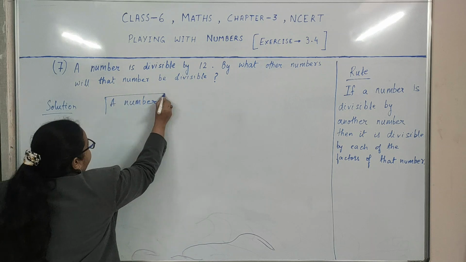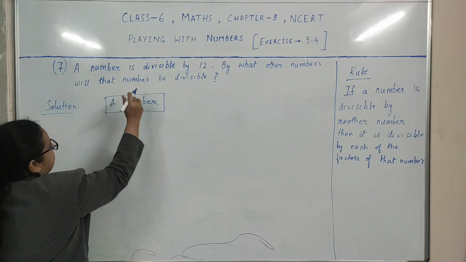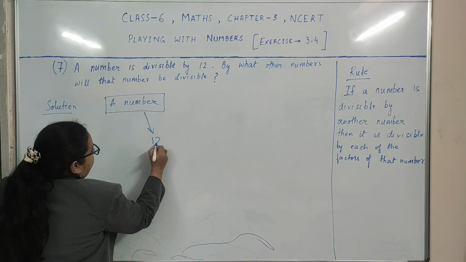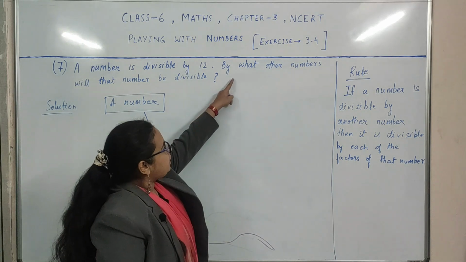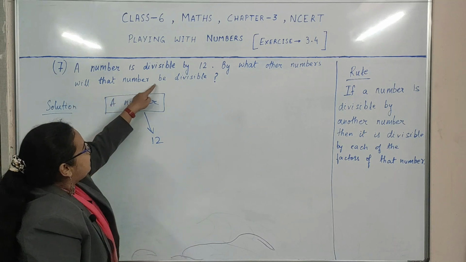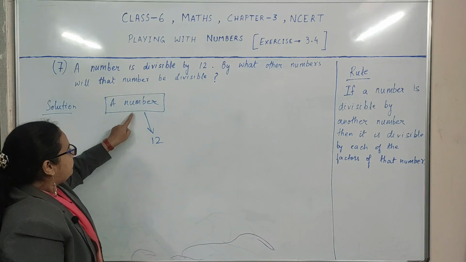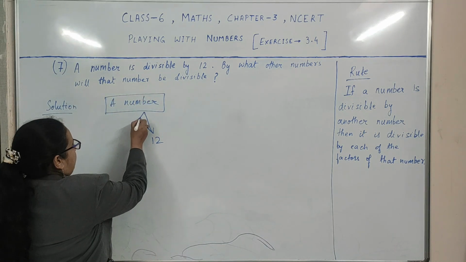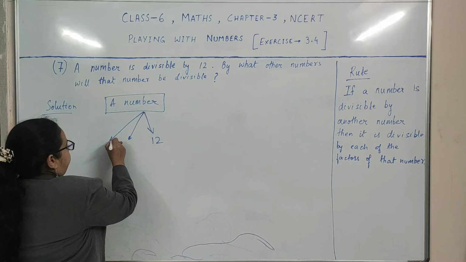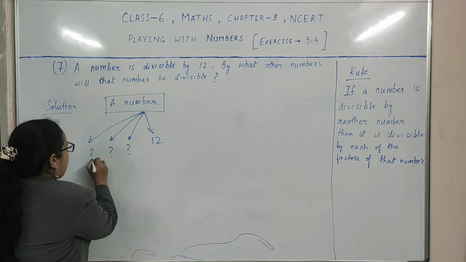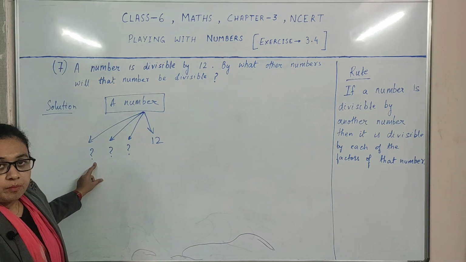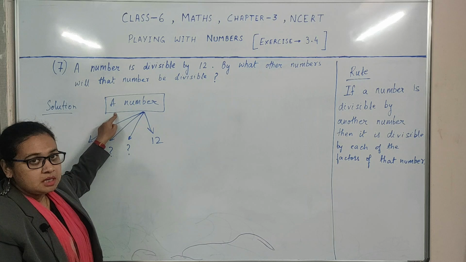A number is divisible by 12, right? It is given in the question. By what other numbers will that number be divisible? A number is divisible by 12. By what other numbers? We don't know by how many numbers this number will be divisible.